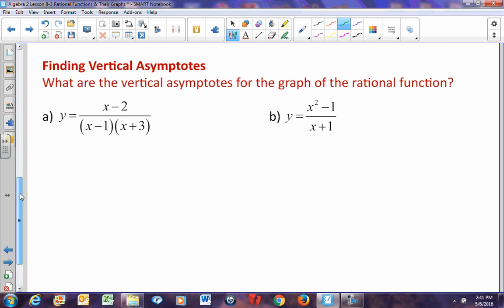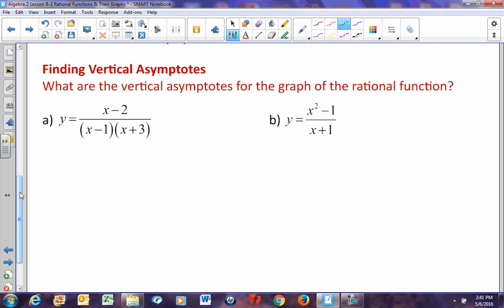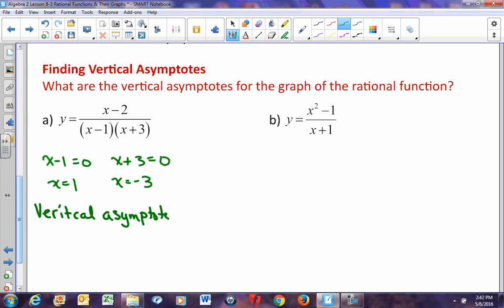So if I look at this first graph here, y equals (x minus 2) over (x minus 1)(x plus 3). If I set x minus 1 equals 0 and x plus 3 equals 0, x will equal 1, x will equal -3. Those will give me zeros in the denominator, and neither of those is a 0 in the numerator. Therefore, we have a vertical asymptote at x equals 1 and x equals -3. So I have two vertical asymptotes. They are x equals 1 and x equals -3.